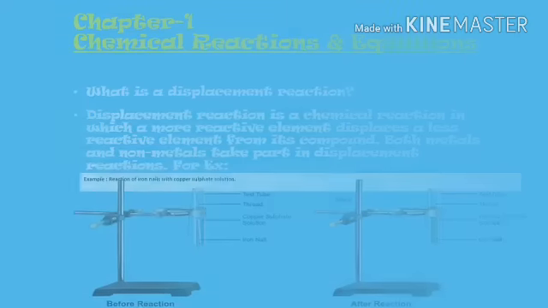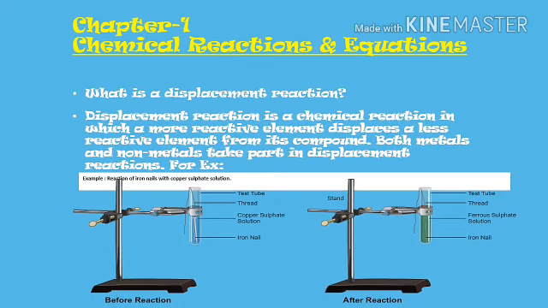Now another topic is displacement reaction. What is a displacement reaction? A displacement reaction is a chemical reaction in which a more reactive element displaces a less reactive element from its compound. Both metal and non-metal take part in displacement reactions. For example, here are two phases of a laboratory experiment: the first one before the reaction and the second one after the reaction.